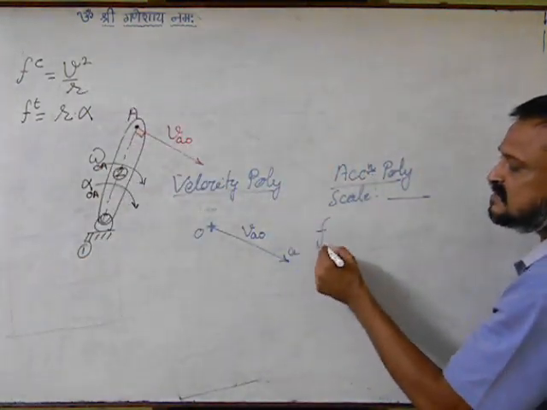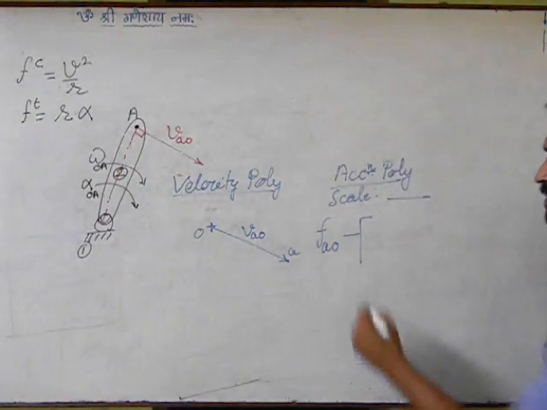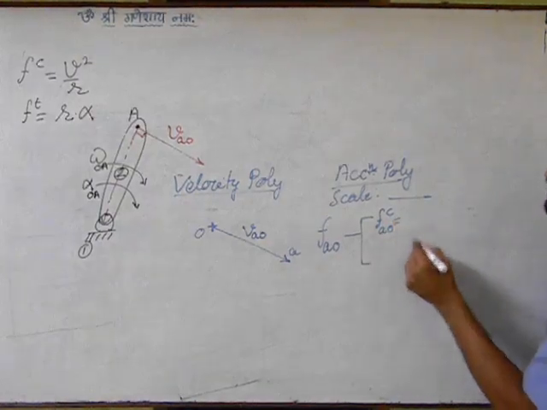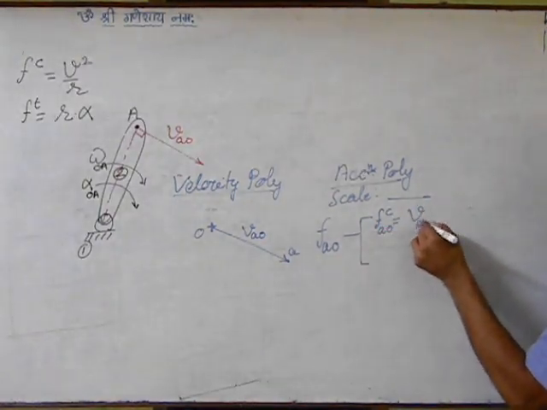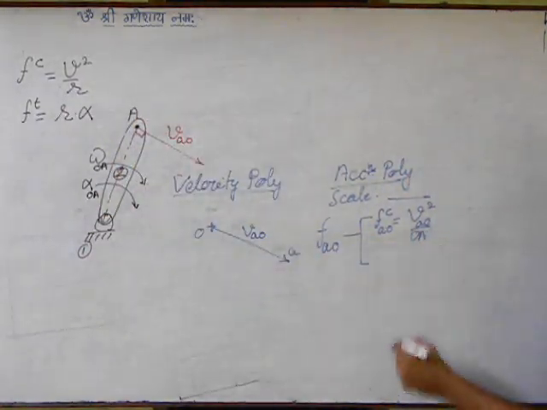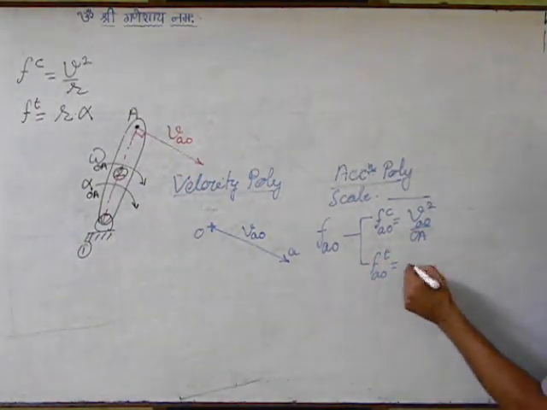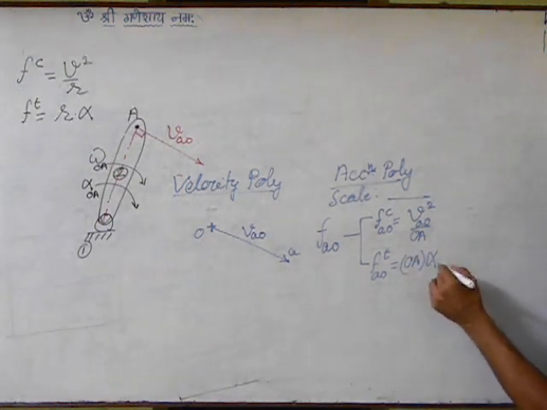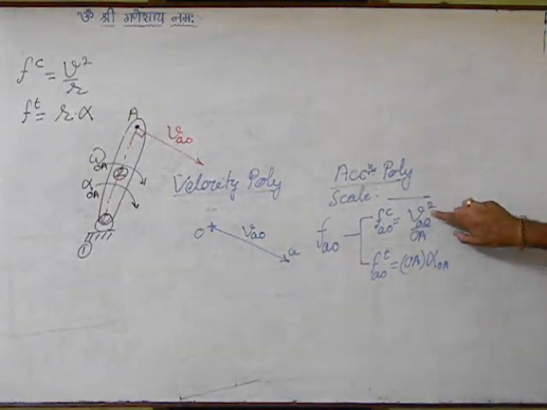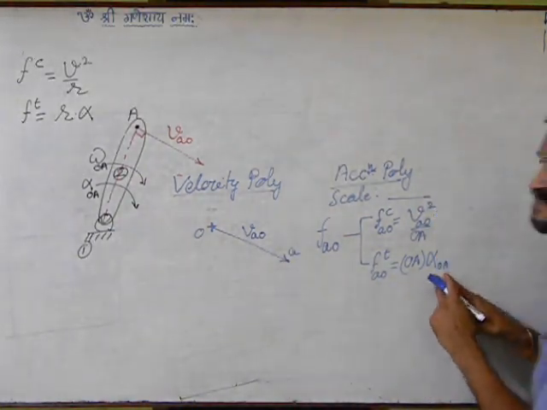Now the absolute acceleration of A with respect to O will have two components. Fine. One component will be the centripetal component of A with respect to O, which is equal to velocity of A with respect to O squared by R. R for this is OA. And the tangential component of A with respect to O will be R alpha, so OA into alpha, the angular acceleration of A. Fine. So we know this value from the vector polygon.